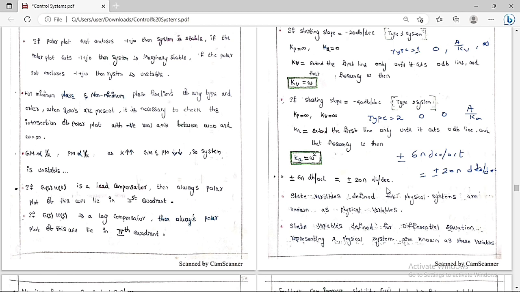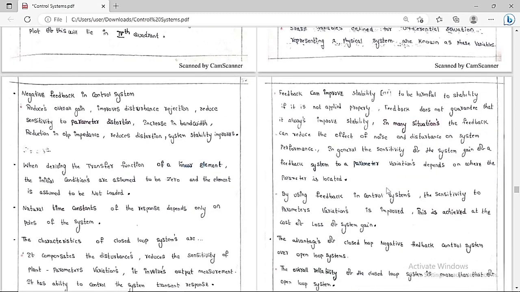So in simple words I can say, if you are going to define a state variable for a physical system, it is called a physical variable. But if you are going to define the state variables for a differential equation, then it is called a phase variable. So finally I can say, state variables which are defined for the physical systems are known as the physical variables, whereas the state variables which are defined for the differential equation which is going to represent the physical system are known as the phase variables. These things you always have to keep in your mind.